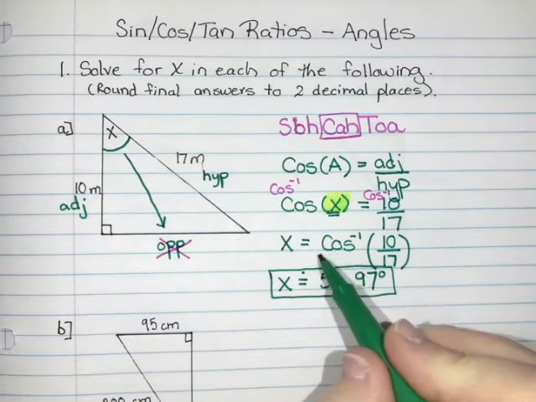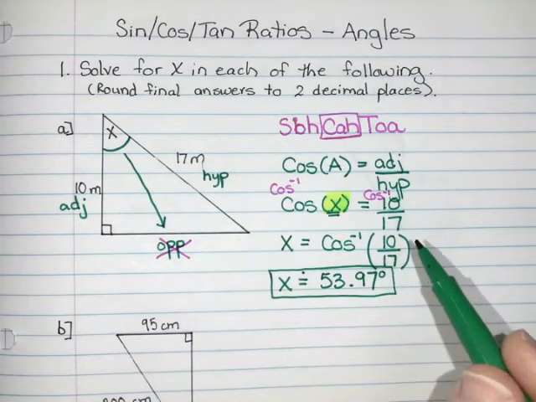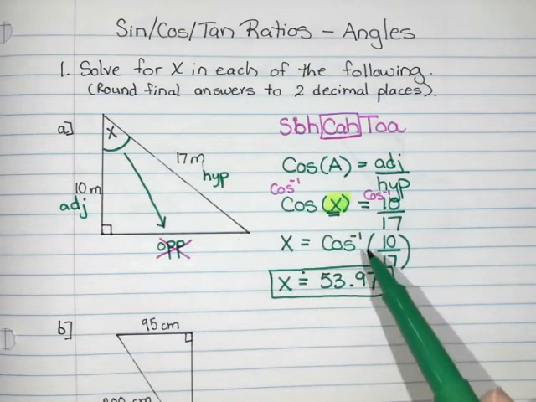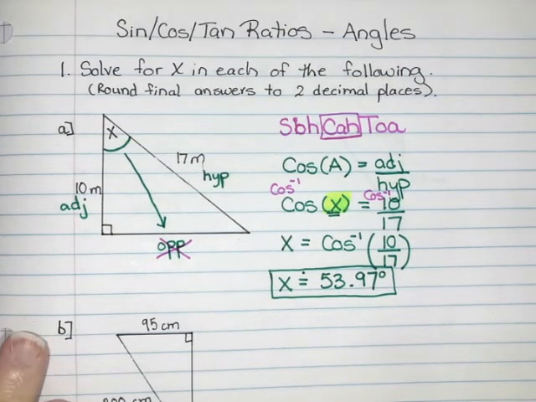Even if you have a calculator where you see what you type in, you can actually do that as well. You could do 10 divided by 17 equals, and then your second cos, and then just hit equals, and it'll pop that answer back in for you, and you should get it to work out.